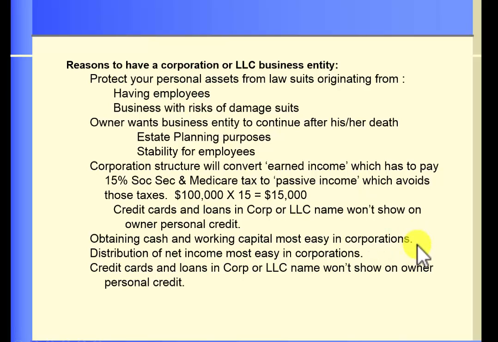Corporations can have thousands of shares of stock and sell them for $10 a share, so people can afford that. You can raise money in small increments like that. Distribution of net income is easiest through corporations because it's prorated by the number of shares each person owns.